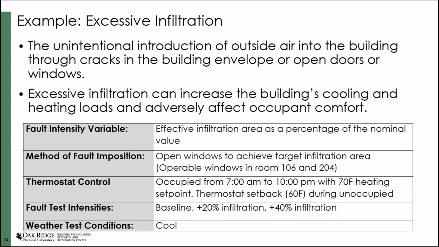In order to implement this fault, we estimated the building infiltration rate with some windows opened in 2 rooms to mimic around 20% and 40% more building infiltration during the winter season for this test. With this setup, we monitored the data for baseline operation, which means no fault implemented and all the windows closed, and the 20% and 40% excessive infiltration rate cases. The building was conditioned with a 70 degrees Fahrenheit heating thermostat set point during occupied hours, which is 7 a.m. to 10 p.m. And we also have unoccupied hours, with a 60 degrees Fahrenheit setback thermostat schedule. Next.